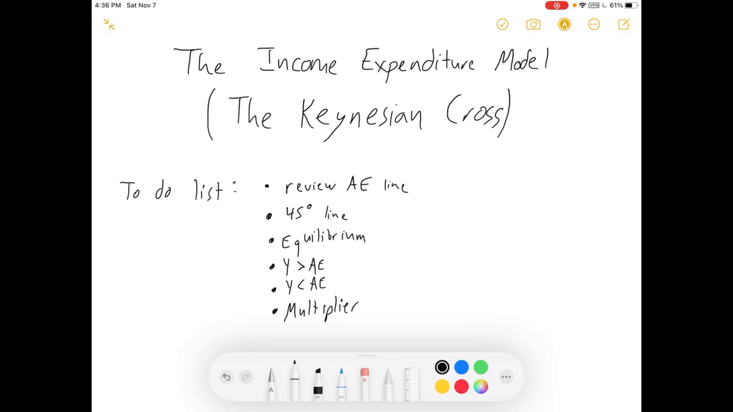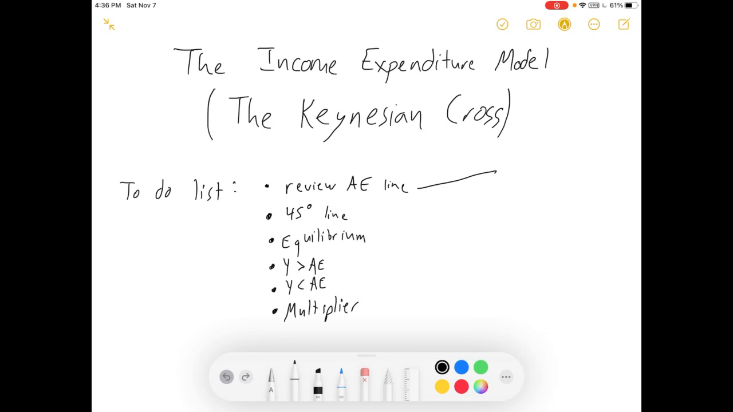So, here's our plan for today. First, I'm going to remind you a couple of important things about the aggregate expenditure line. And if you want more, just look at the previous video in my intro Econ playlist. Or I guess probably up there in the corner if I remember to add it.